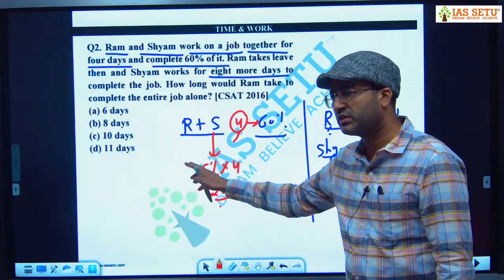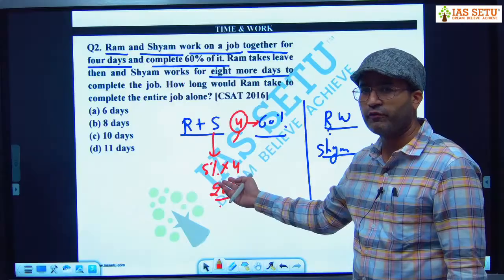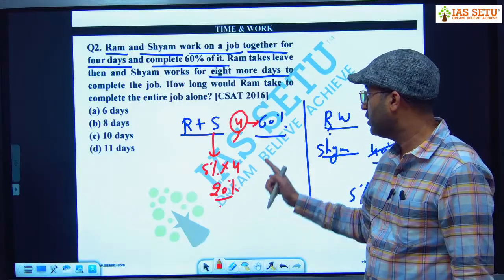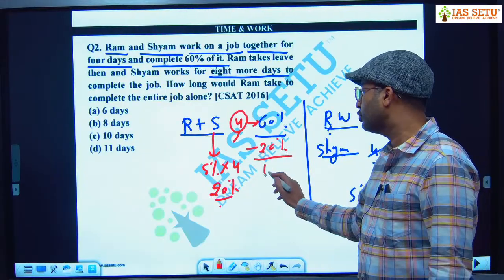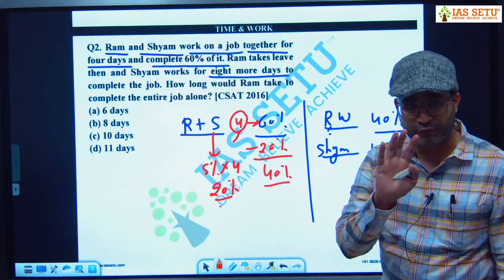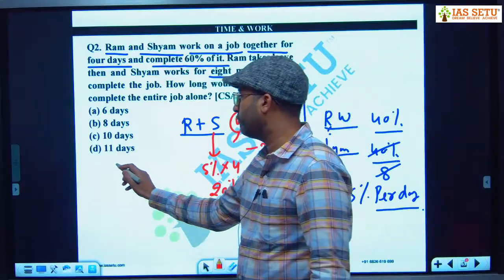मतलब राम ने 4 दिन काम किया, श्याम ने 4 दिन काम किया. So if Sham here working for 4 days, 5% per day, 20% work done by Sham. 60% में से 20% work done by Sham, so it means 40% work done by Ram. In how many days? 4 days. Ram can do 40% work in 4 days.